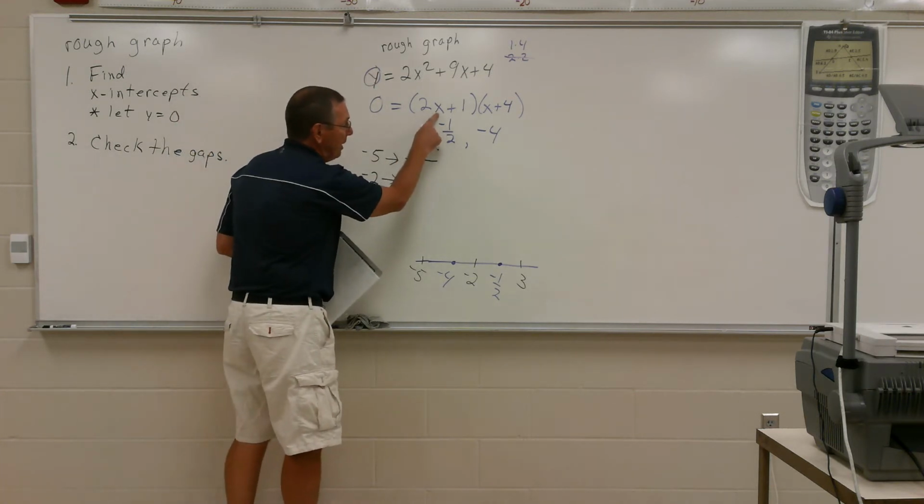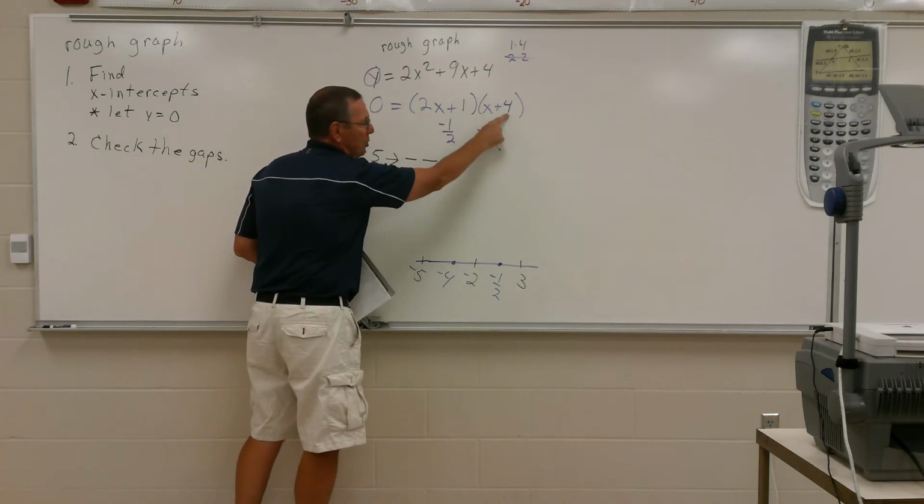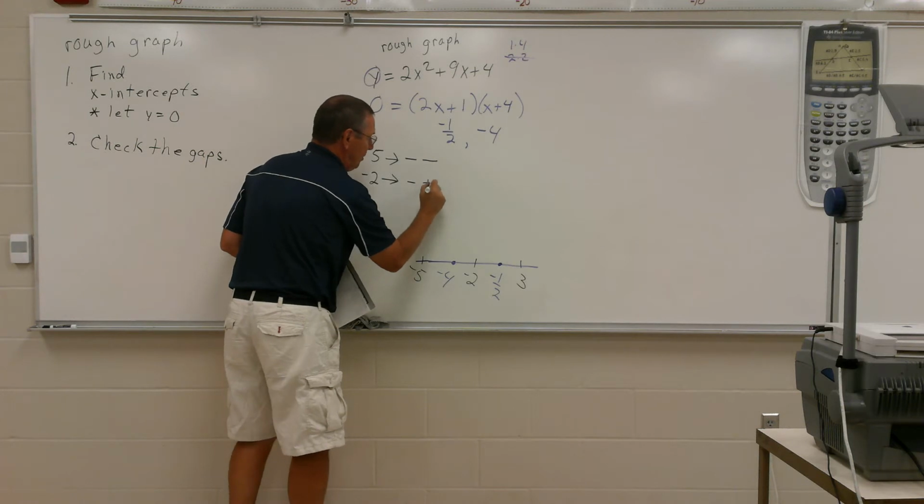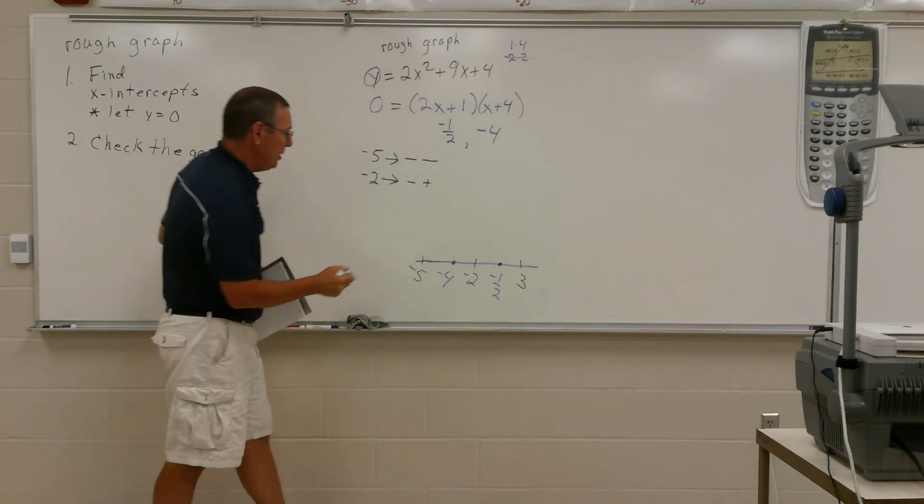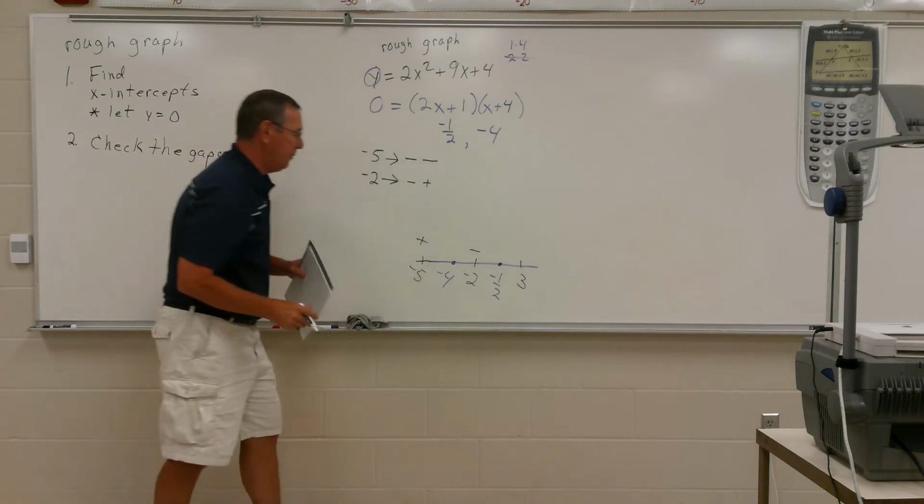If I put -2 in, 2 times -2 plus 1 would give me a negative number. -2 plus 4 would be a positive number. Negative times the positive is negative. See that top one, negative times the negative, that was positive for that gap.